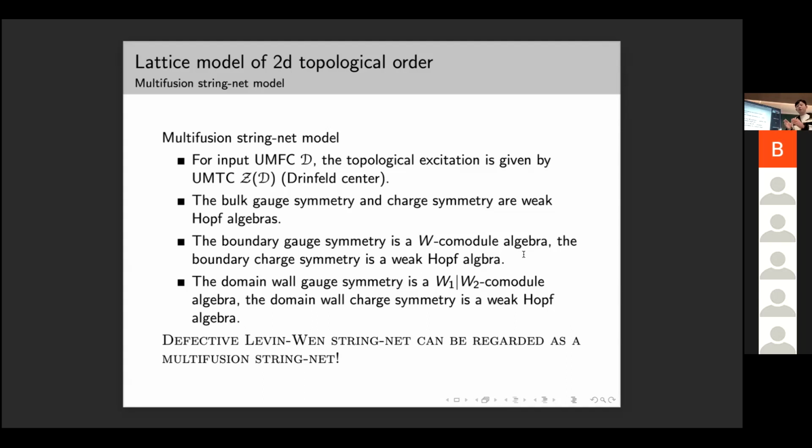Because given a topological algebra A, we know that we have the category involving all the A modules. This category of A modules is just the module category over the given unitary multifusion category. So basically, this is the correspondence. So we can understand that for the gapped boundary of the unitary multifusion category, its gauge symmetry is this weak comodular algebra. But the charge symmetry, as we will explain later, is given by the tube algebra.